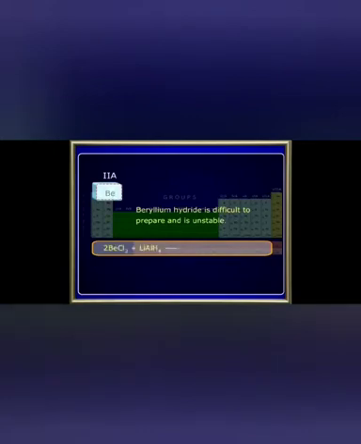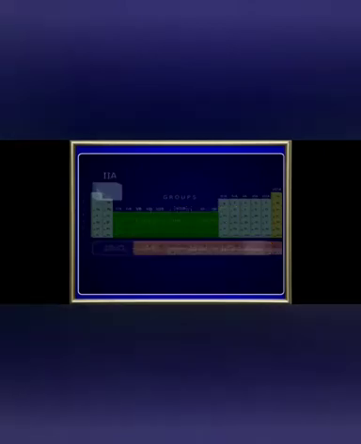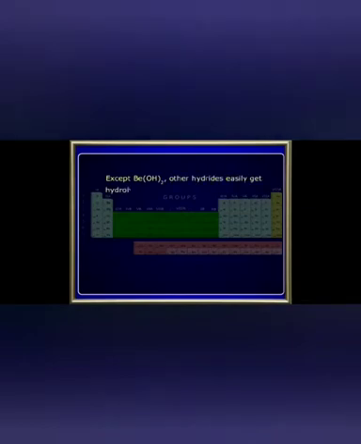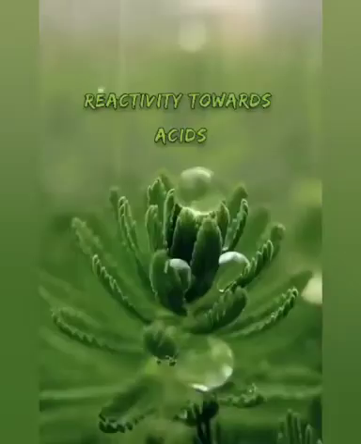However, it is possible by reducing beryllium chloride with lithium aluminium hydride, which would give beryllium hydride, lithium chloride and aluminium chloride. Lithium aluminium hydride is LiAlH4, beryllium hydride is BeH2, lithium chloride is LiCl, and aluminium chloride is AlCl3. Except beryllium hydride, other hydrides easily get hydrolyzed in water and emit hydrogen.